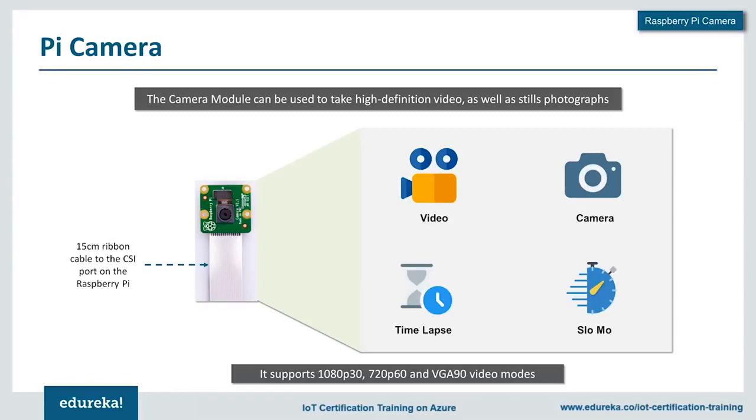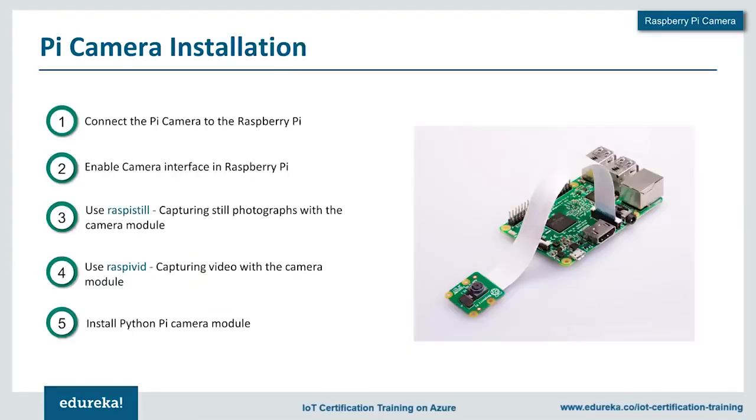Talking about the Pi camera, you need to be quite careful while you're working with it. So let me help you understand how you can set up the Pi camera with your Raspberry Pi. There are 5 different stages in setting up the Pi camera. We'll be looking at each one of them one by one.